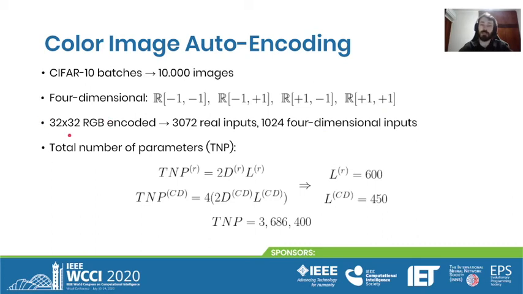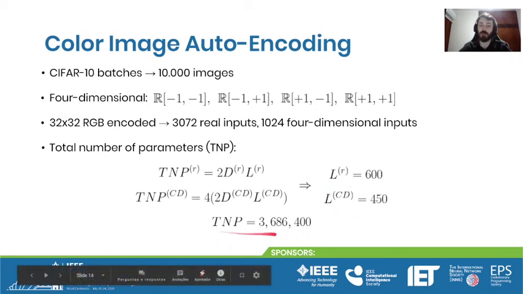Each image is a 32 by 32 RGB encoded image for a total of 3072 real inputs or 1024 four-dimensional inputs. To make the networks of comparable size, we chose the number of neurons in the hidden layer as 600 for the real case and 450 for the Cayley-Dickson case, so that the total number of parameters for each architecture is the same.